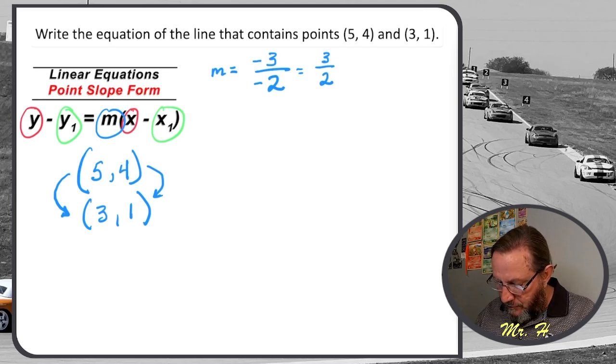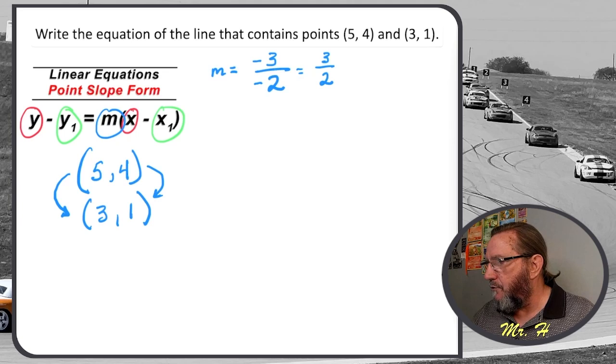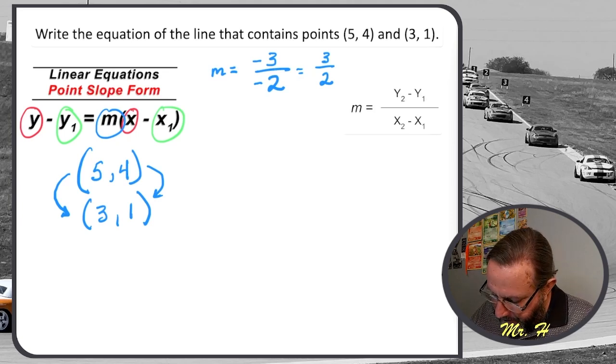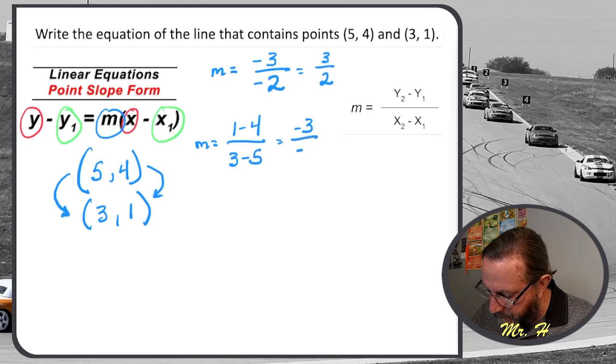If you prefer to use the formula, what was that formula? Well, remember that it's going to be this one right here. You're going to have the y value of one of the points minus the y value of the other point. So we can say 1 minus 4, and subtract the x values, 3 minus 5. And so our slope in this case is going to be negative 3 over negative 2, and that's exactly the same thing that we came up with there.